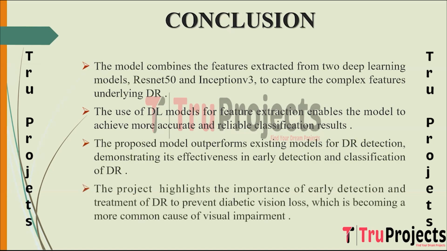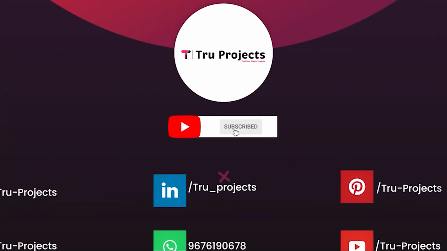Diabetic retinopathy is increasingly becoming a leading cause of visual impairment among individuals with diabetes. The emphasis on early detection and timely treatment highlighted in the project underscores the critical need to prevent diabetic vision loss. By detecting DR at its initial stages, interventions can be applied promptly, mitigating the risk of severe vision impairment or blindness.